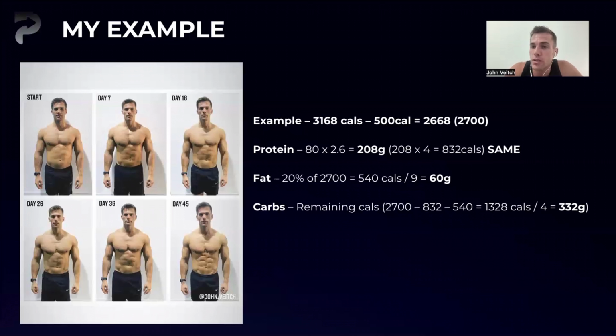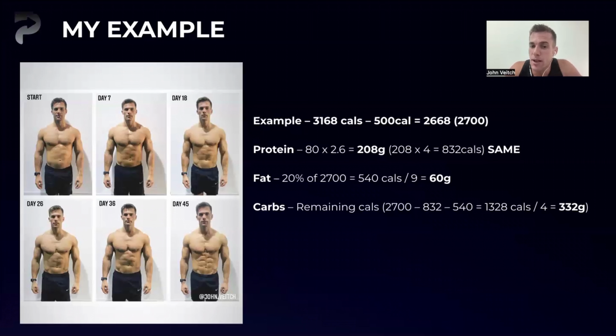Fat is going to be 20% of the new calorie target, which was 2,700. So 20% of 2,700 is 540 calories. Divided by 9, because fat is 9 calories per gram, which will give me 60 grams of fat. And again, carbs will make up the remainder.